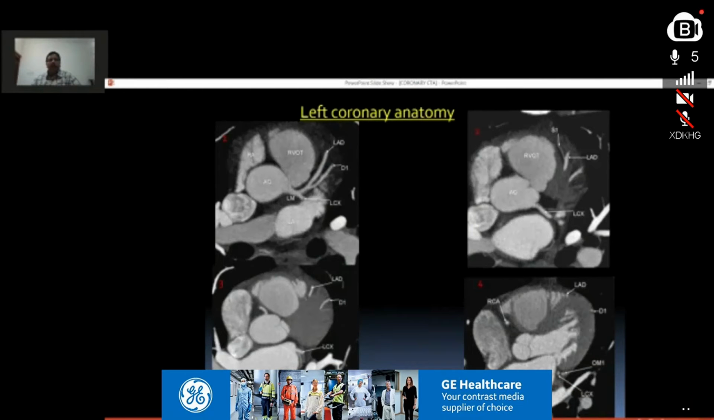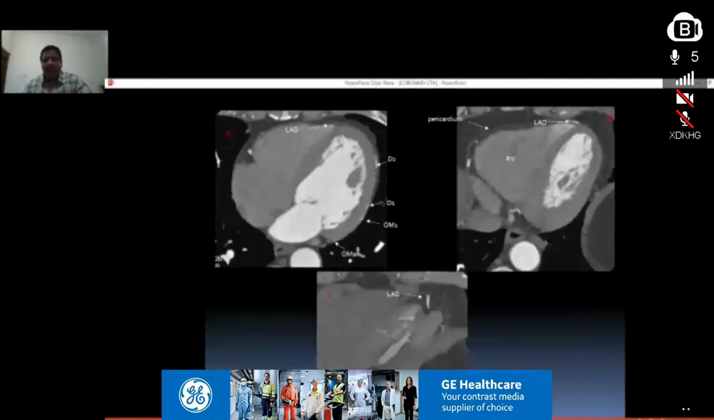There are two coronary arteries which arise from the left anterior and the right anterior aortic cusp. The left coronary artery rises from the left aortic cusp. It divides into an anterior branch, which is called the LAD, and a posterior branch, which is called the left circumflex. By definition, the LAD always moves into the interventricular groove and never exits this groove.